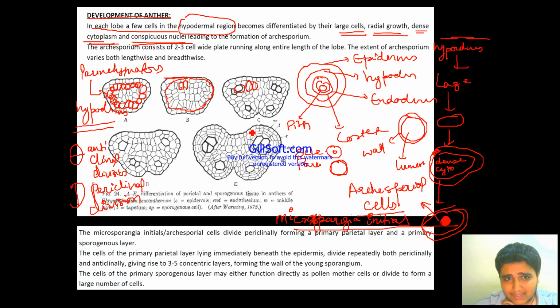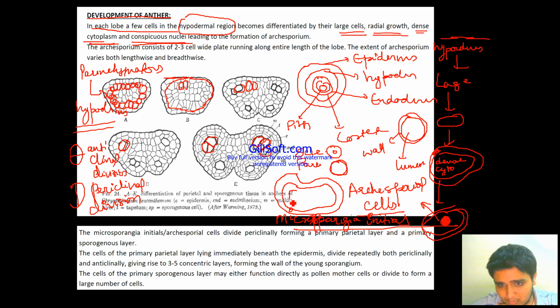They will undergo periclinal division, which means what? Initially I might have had one archisporial cell here. Now this will divide and form two archisporial cells. This will again divide and form three, again divide and form four archisporial cells. Gradually, if this was my anther tissue, it's going to form a complete layer of archisporial cells. There's going to be an entire layer of archisporial cells. Are you getting this?